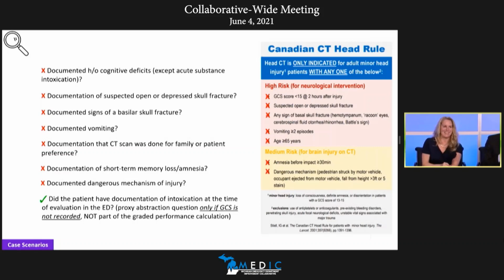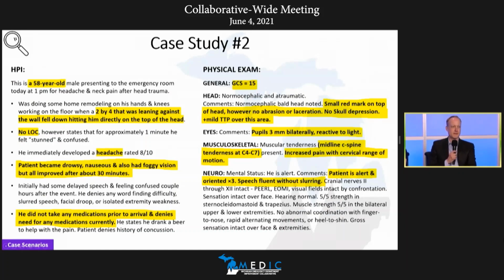Might need another assist here to move to the second case. There we go. Okay. So another, of course, head injury case, adult head injury case. We're talking about a 58-year-old. This occurred at 1 p.m. today. So again, within that 24-hour window where you can apply the Canadian CT rule. The report is he was struck by a 2x4. The board was leaning against the wall, fell down and hit him on the top of his head.